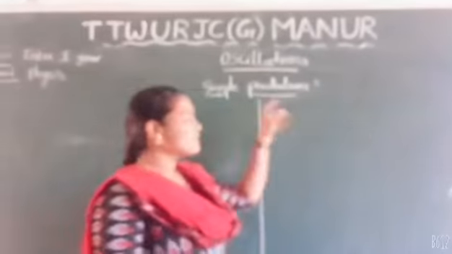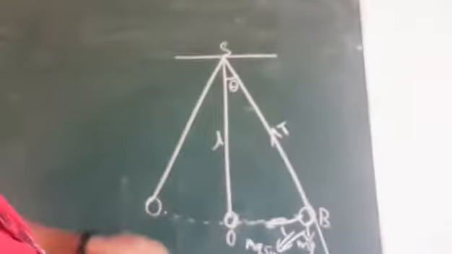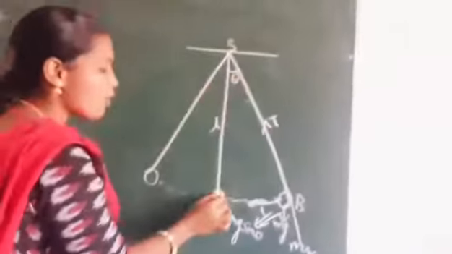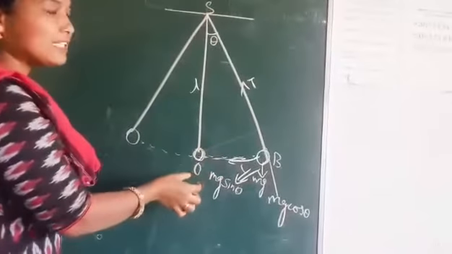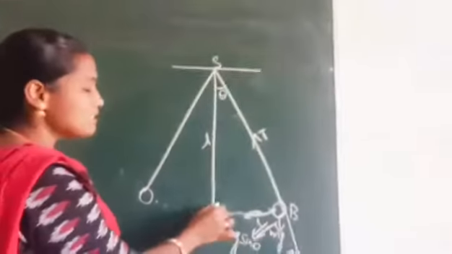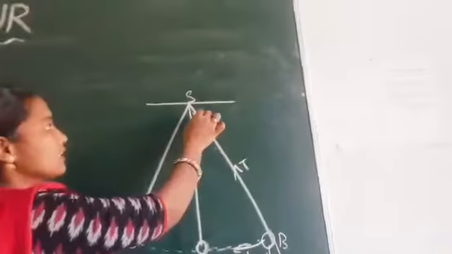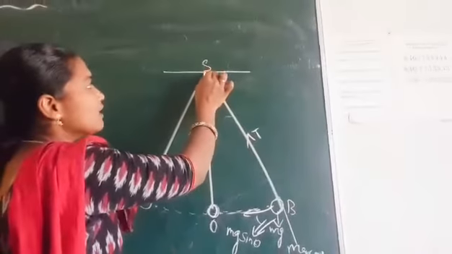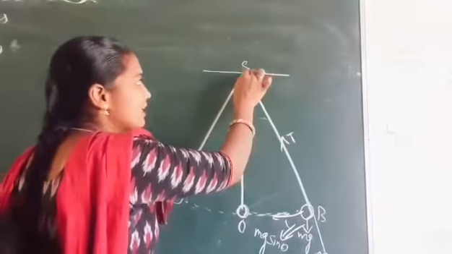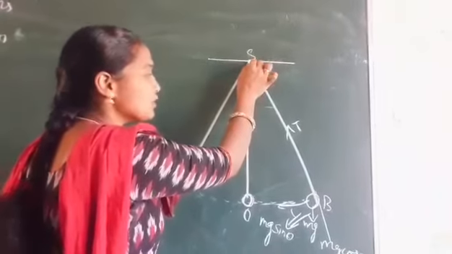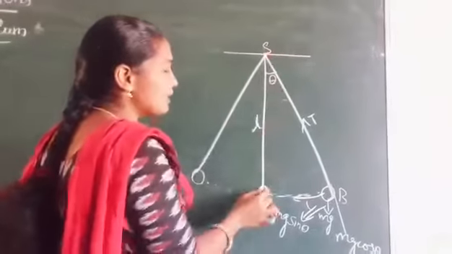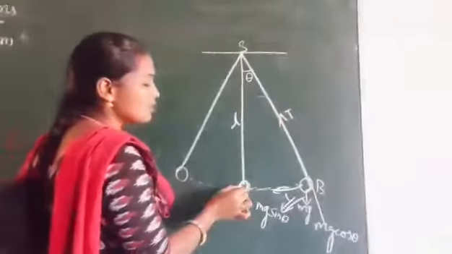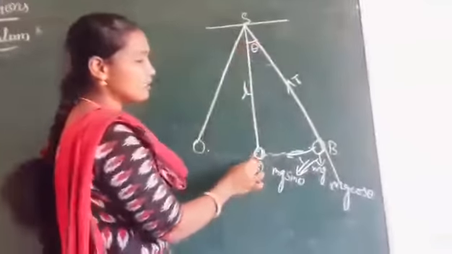What is a simple pendulum? First, see the figure. See here, this is a simple pendulum. That means when a bob is attached to a string and left free, we call this system a simple pendulum. The point where the thread is tied is called the point of suspension. L is the length of the pendulum, from the point of suspension to the midpoint of the bob.